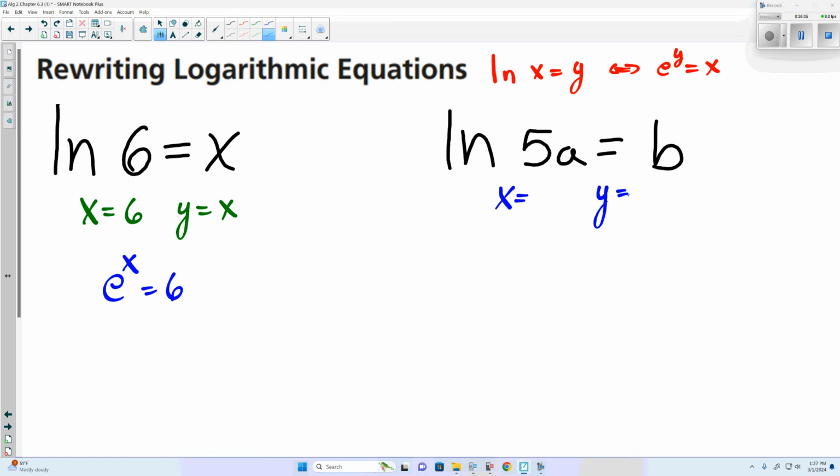All right, guys, let's focus in. Our next one, we have the natural log of 5a equals b. Our x in this case is 5a. Our y is b. So in our exponential form, we would have e to the b equals 5a. And that's it.